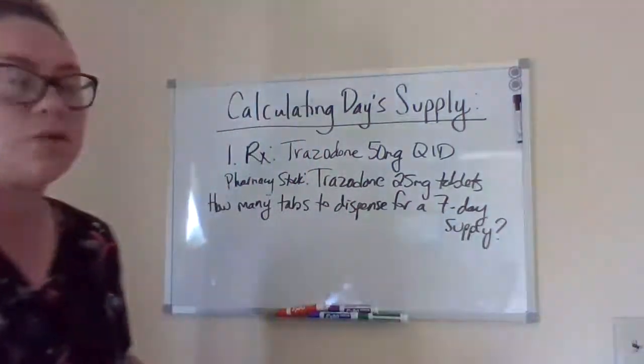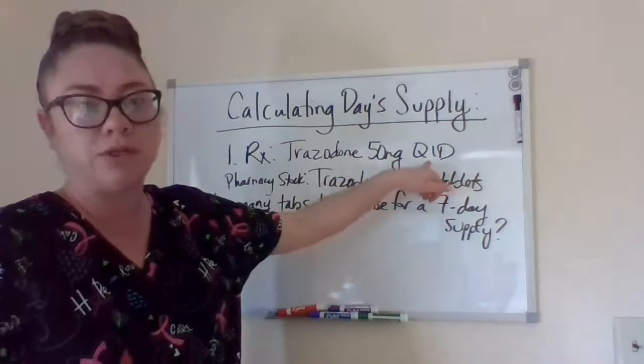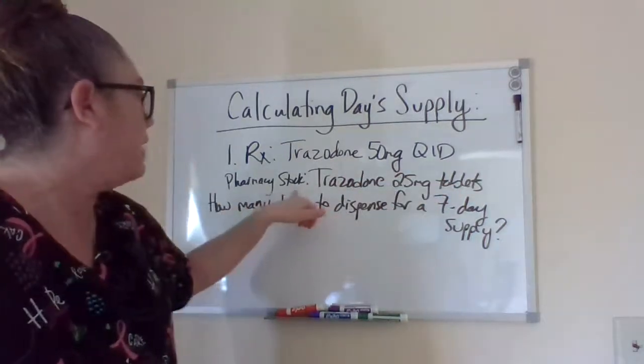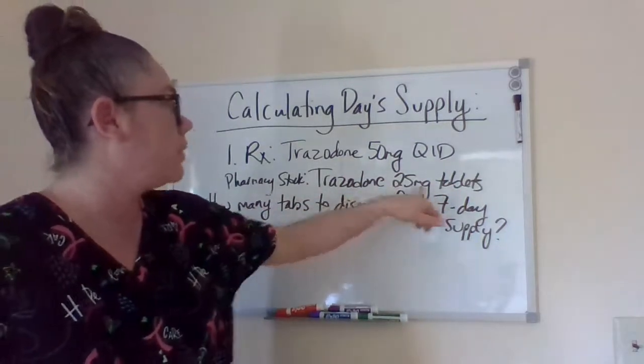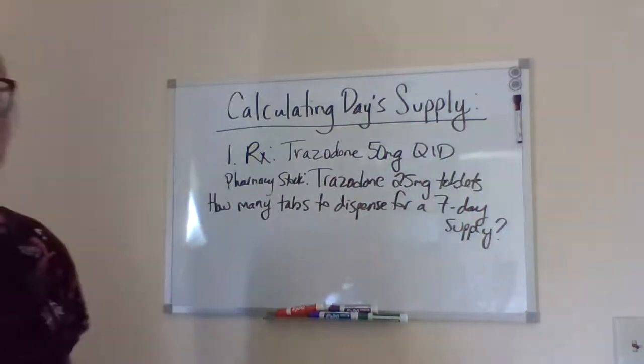All right, so this one's a little bit different. The doctor's ordered trazodone 50 milligrams QID, which is 4 times a day. We have in stock trazodone 25 milligram tablets. How many tablets to dispense for a 7-day supply?